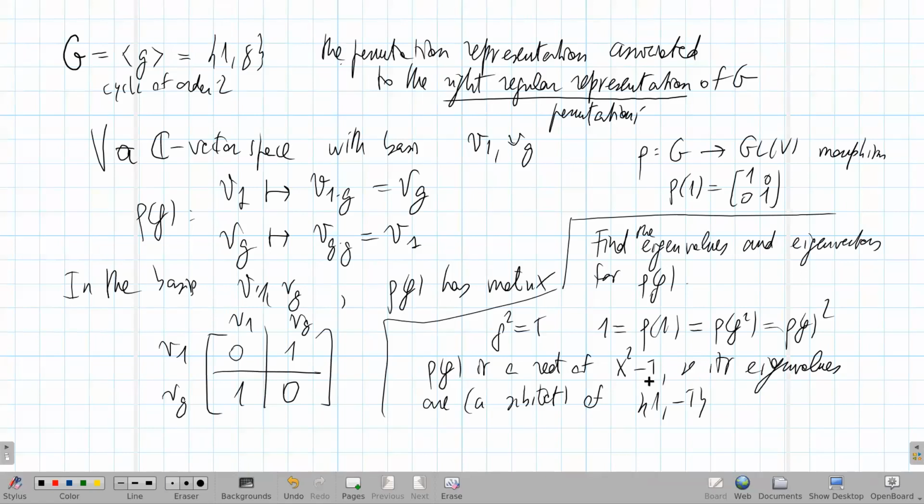And remember, since the eigenvalues of these are distinct, it means that rho g can be diagonalized. Sorry, the correct form is this. So this can be diagonalized, okay? Because the minimal polynomial has distinct roots as it divides x squared minus 1. So it can be diagonalized.